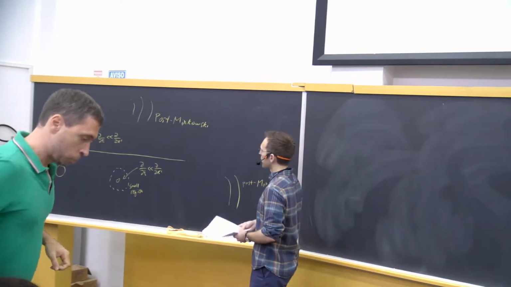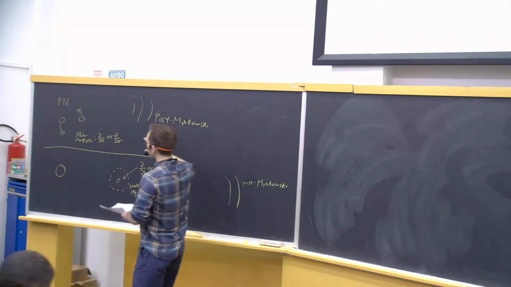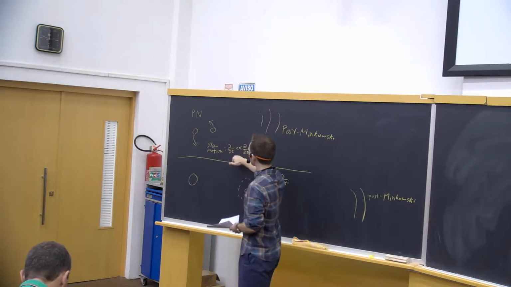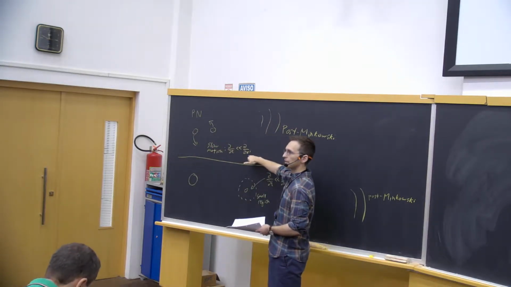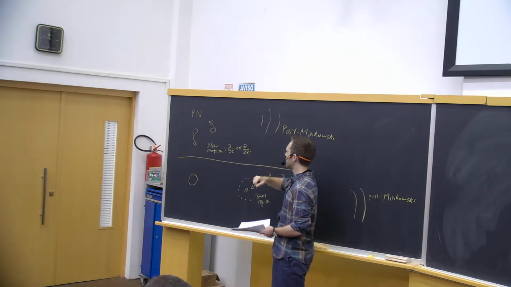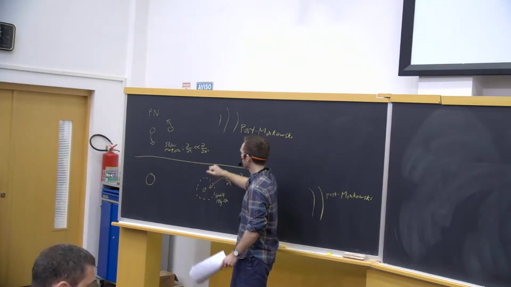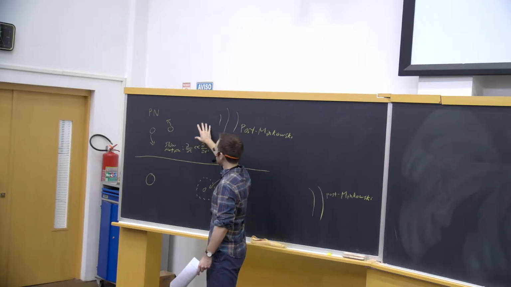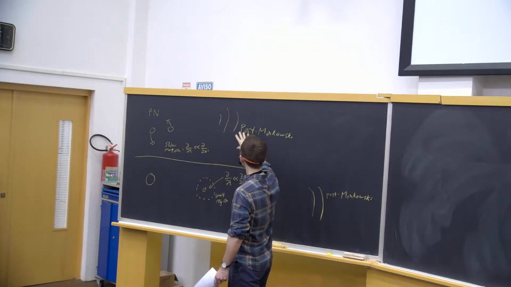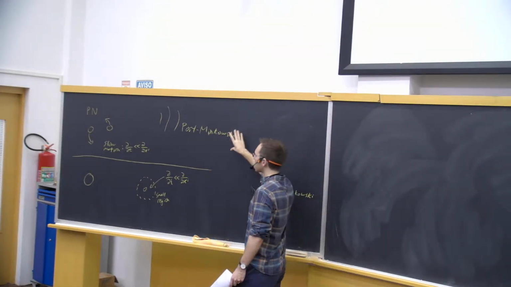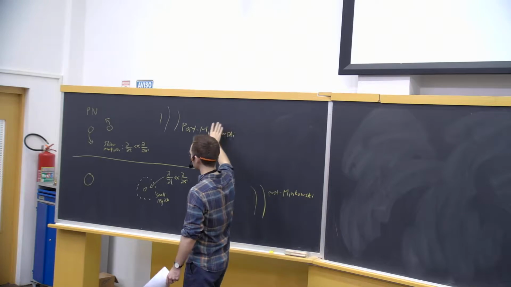So in the post-Newtonian framework, you have two objects moving around each other slowly, which means time derivatives are much smaller than spatial derivatives, because the rate of change is much smaller than the variation in location. And then you do a matched asymptotic expansion treatment with a post-Minkowski expansion far away in the wave zone. So this was part of what Luke was describing.